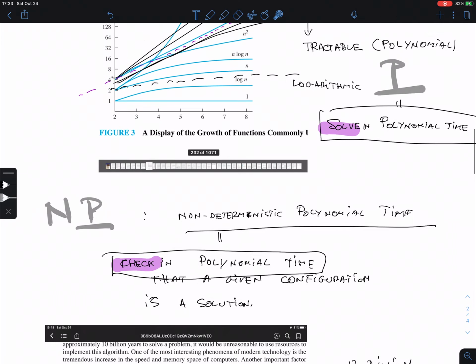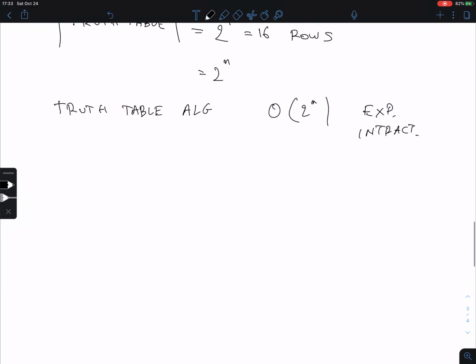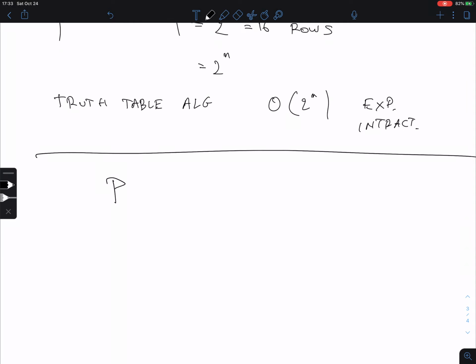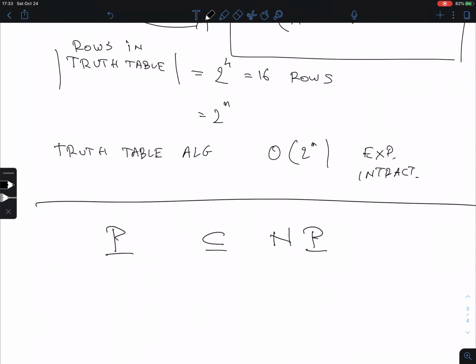Okay, so if we want to write this, think of the problems that are P as part of the problems that are NP. I have to modify a little bit what I said. Remember, so far I've been talking about an algorithm being polynomial or exponential. What is a problem? A problem is polynomial if it has a polynomial algorithm, one that can be solved in polynomial time.